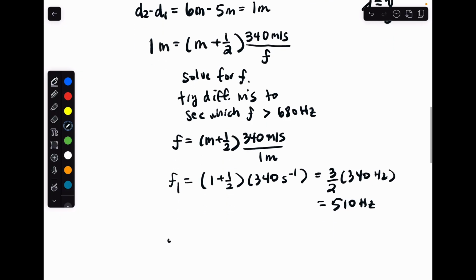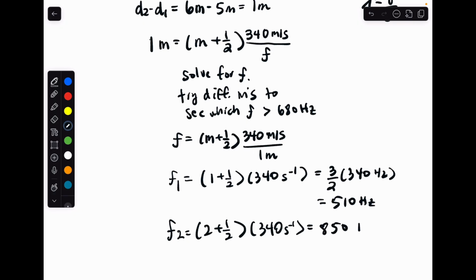So let's try our second M. So that's 5/2 times 340, which is 850 hertz. So that is greater than 680. So that must be what the frequency of the sound is that produced destructive interference when the path length difference is 1 meter. Okay.